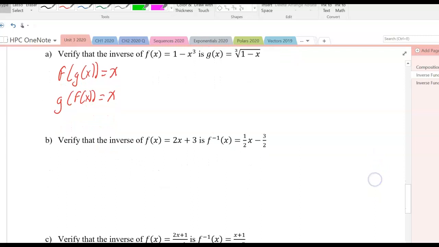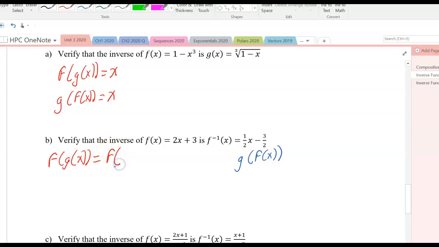Letter B, verify these are inverse functions. So you have to do g of f of x, and you also have to do f of g of x. So I'm going to do the red one, you could do the blue one, and you should be able to verify that they are inverses. So I'm just going to do the red here. So good notation. Let me get my red pen here.